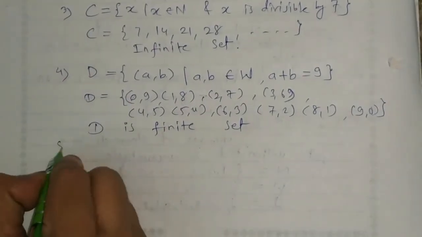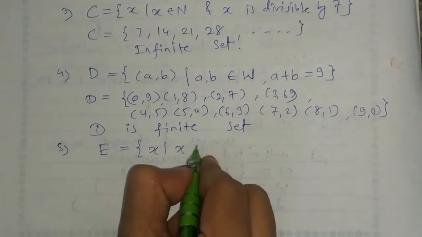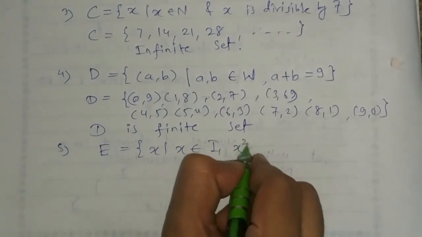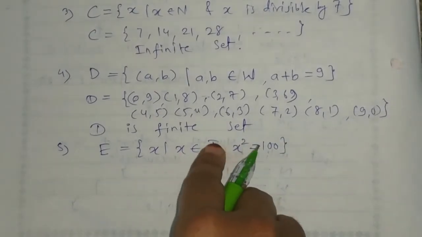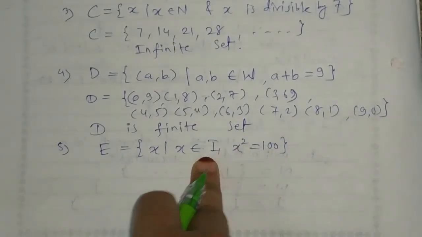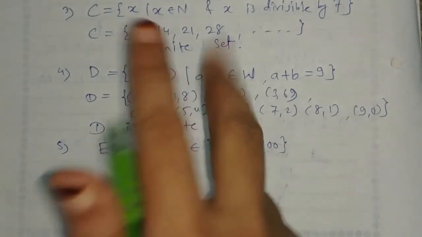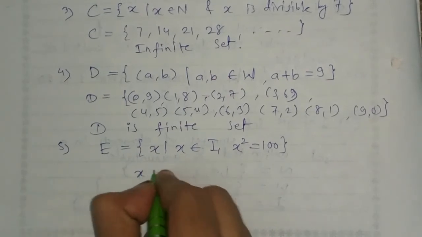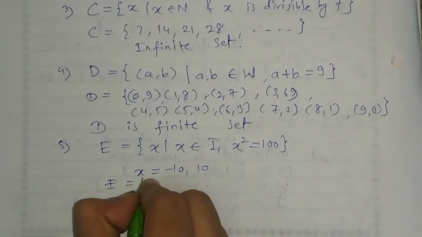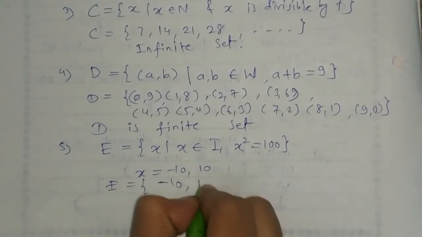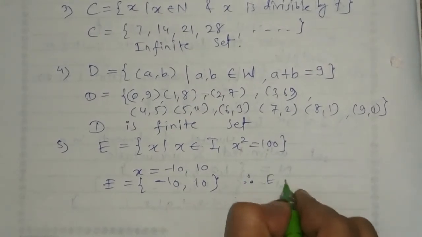We have a next example, set E = {x : x belongs to integers and x² = 100}. So we want x such that it is an integer, meaning it could be positive or negative, and we know that x² is equal to 100. So x² will be 100 in two cases, where x will be -10 or +10. So in E we have only two elements, -10 and +10. Therefore you can call E a finite set.